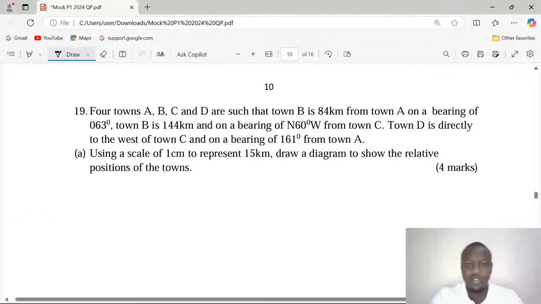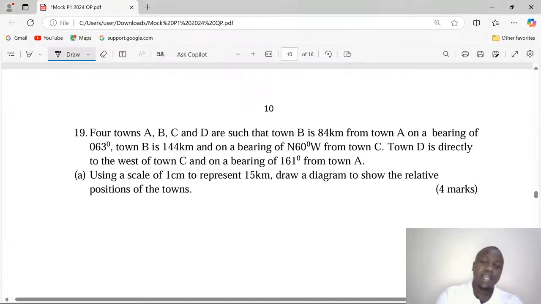Number 19, it's on scale drawing, but due to the limitation of the tools that I'm using, we are just going to give a sketch, or rather, we shall simply analyze the question, even if we shall not go to actuals, but learners can print out such a paper. Then after you've printed, you can now draw the actual scale diagram. But in this case, allow me just simplify it.